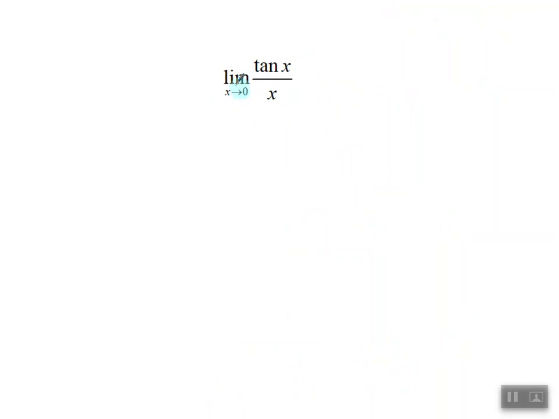How about the limit as x approaches 0 of tangent x over x? Again, direct substitution I always try first, but I notice I get 0 in the denominator. So let's think about identities that we can use. I know that tangent of x is equivalent to sine of x over cosine of x.